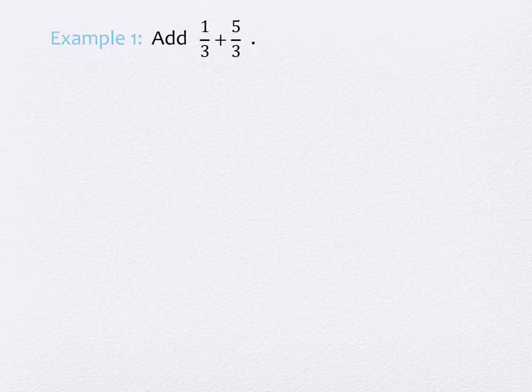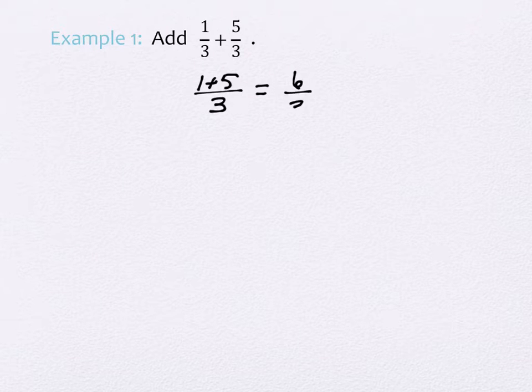So on the first example, we have 1/3 plus 5/3. And clearly on this one, we do in fact have the same denominator. So we will add across the top, 1 plus 5. And 1 plus 5 is 6. Anytime we have the ability to do so, we always will reduce. So 6/3, or 6 divided by 3, is 2. So sometimes when we're working with fractions and we're adding them, we end up with whole numbers when we're done.